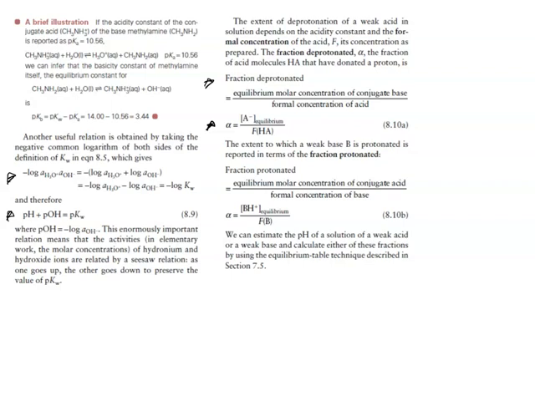The extent to which a weak base, B, is protonated is reported in terms of the fraction protonated, and it has an analogous formal description. We can estimate the pH of a solution of weak acid or weak base and calculate either of these fractions by using the equilibrium table technique described in section 7.5.